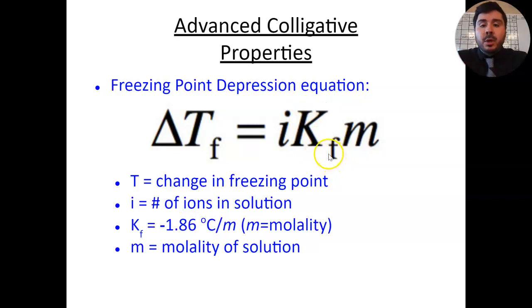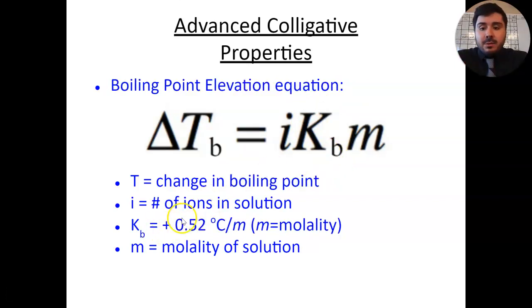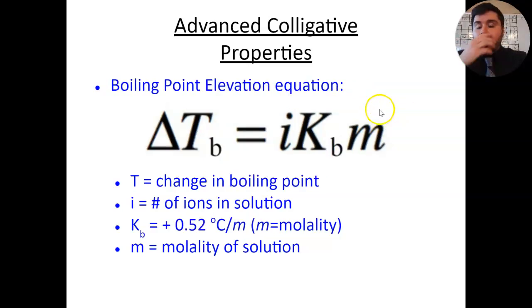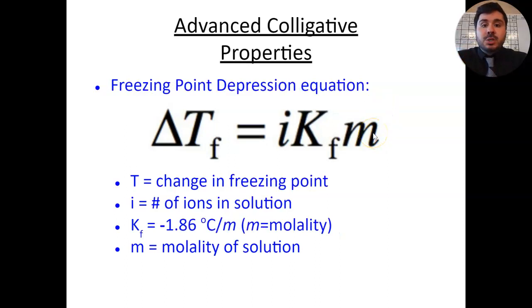If we go back to boiling point elevation, again, it's positive 0.52. This time with freezing point depression, we've got a negative 1.86. So it's a little bit different in terms of what you should be plugging into this equation. If you're talking freezing point depression, you need to use Kf, which is negative 1.86 degrees Celsius per molality. And then lastly, lowercase m is molality itself. So again, these two equations, boiling point elevation and freezing point depression, are pretty much the exact same.